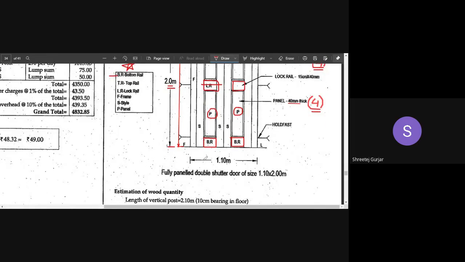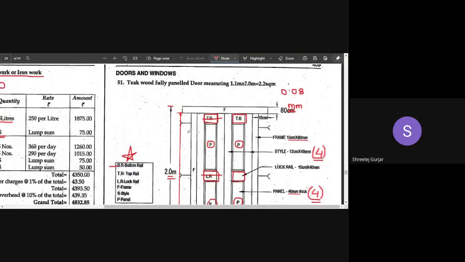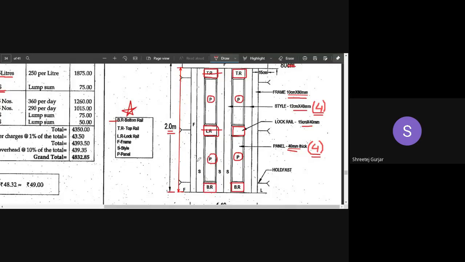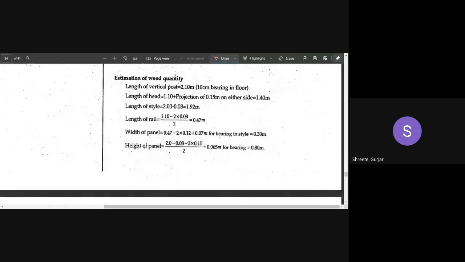Okay, so the width of the total frame has been given to us, right? 1.1. The total width is also given, no problem. The height of the door is also given, and the cross sections are mentioned over here. You can read all the members, and their cross sections are given to us. Okay, so we can easily now calculate the quantity of wood that is required.